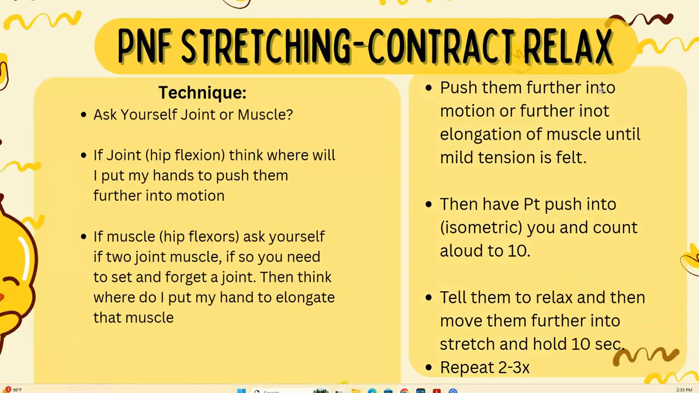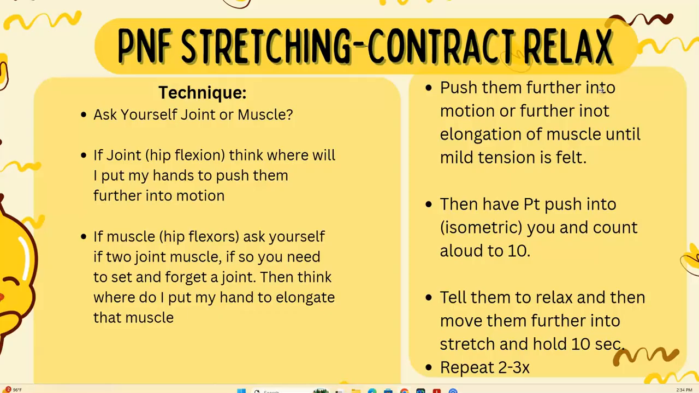Okay, let's talk a little bit about contract relax, our first PNF technique. This is using the GTO, really, and what it's doing is we're having the muscle contract that we're stretching so that we can use that GTO to make it relax. What we do with this one is you're going to push them further into that stretch. If it's a joint, we're going to push them further into that motion. So hip flexion, going to push them further into hip flexion.